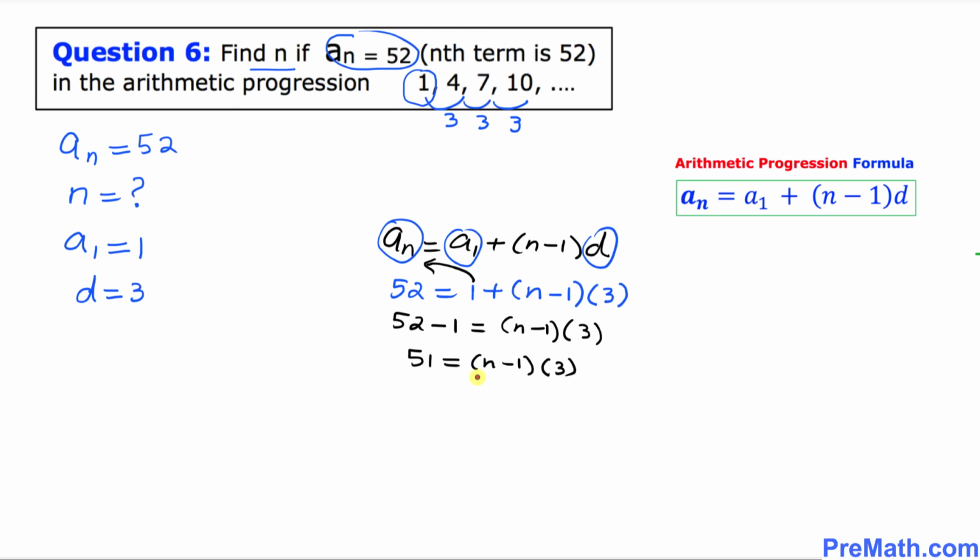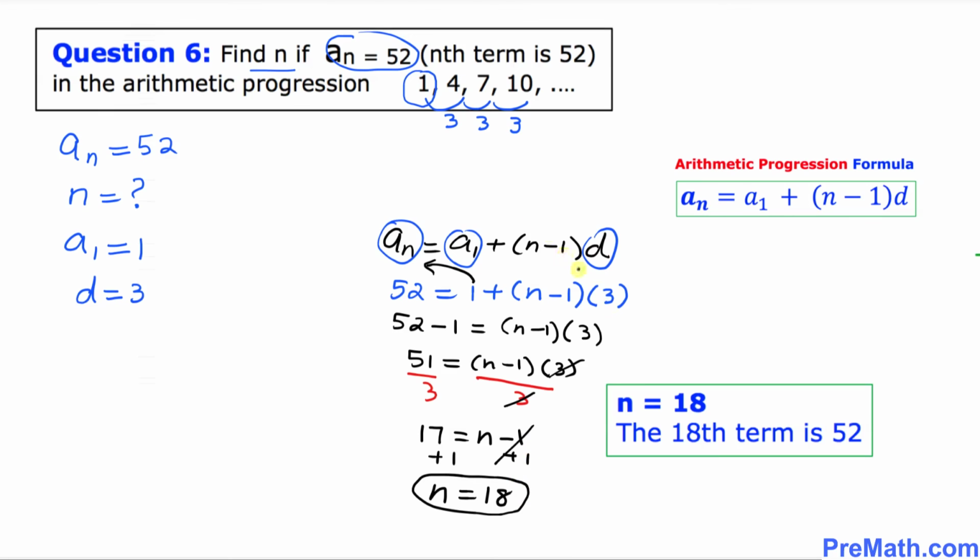Now I am going to divide both sides by 3. So this 3 and 3 is gone. On the left hand side that gives us 17 equals n minus 1. Let's add 1 on both sides. So this is gone, and n turns out to be 1 plus 17, n equals 18. And thus n equals 18 is our 18th term, which is 52, and that is our answer.